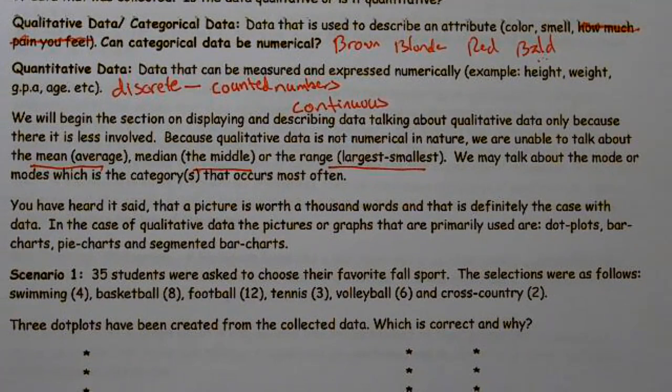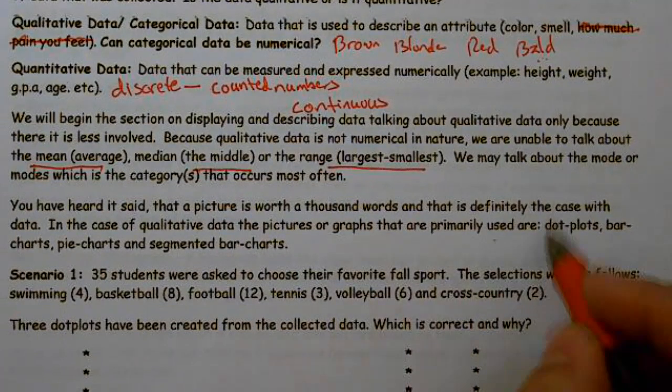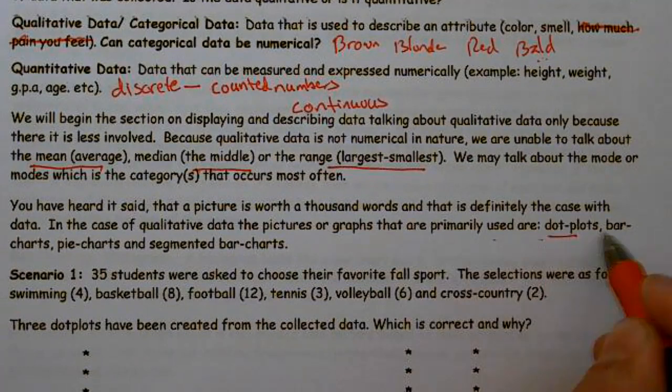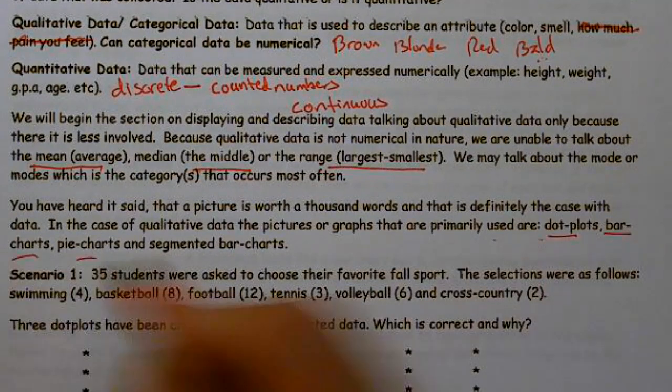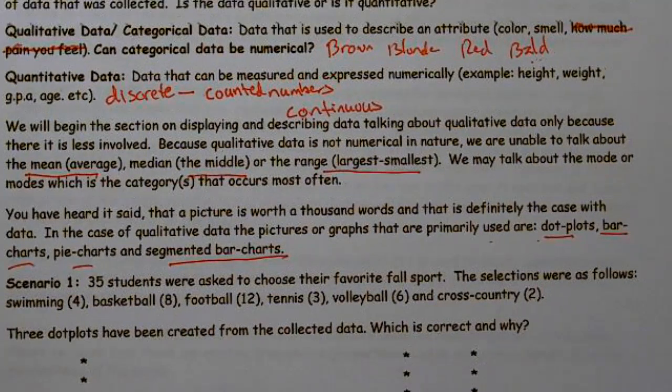And when I talk about this, I think you will start to see how this works. Our primary measures for qualitative or categorical data are dot plots, bar charts, pie charts, and segmented bar charts. We'll take a look at all of those in future videos. So let's look at this very first scenario.